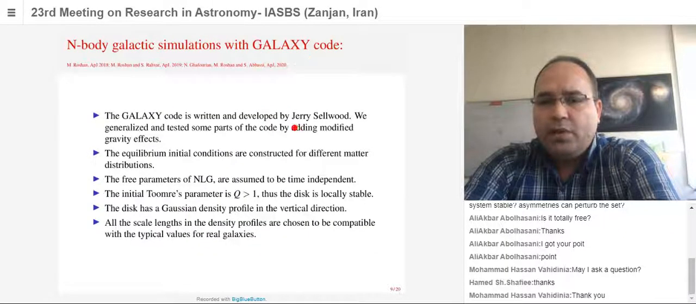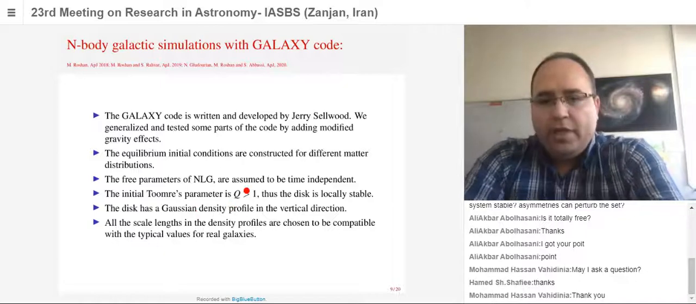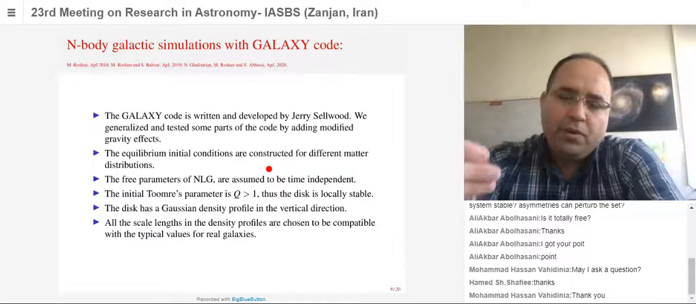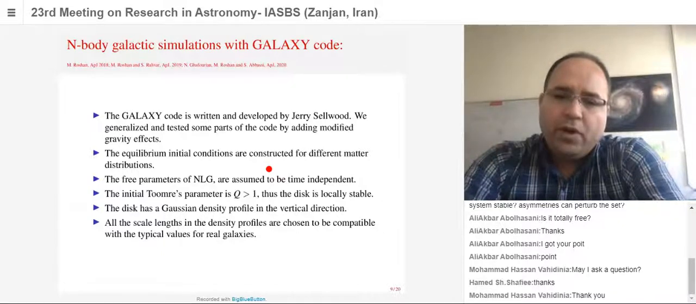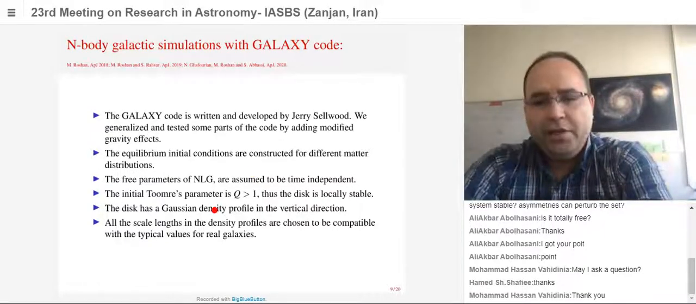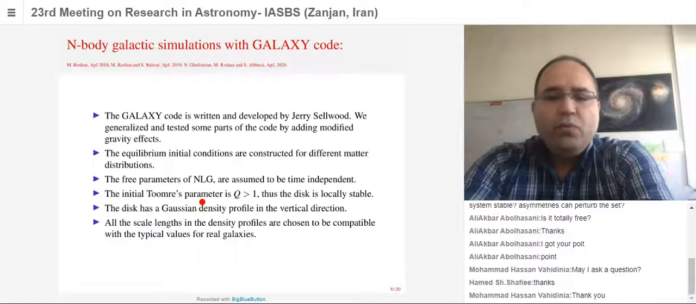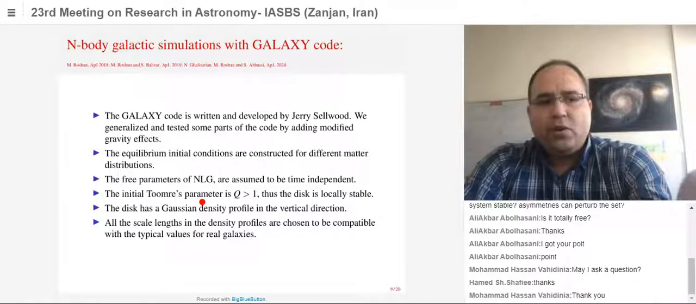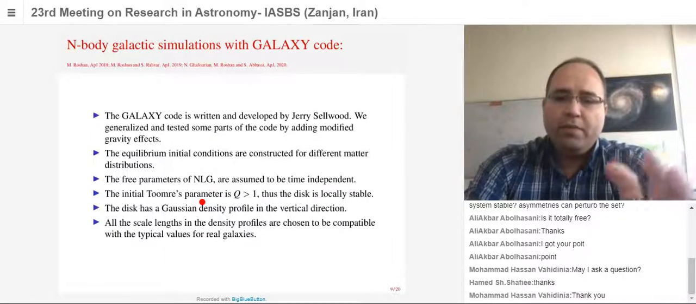This code has been written by Jerry Sellwood, and it's a sophisticated code, and it includes every mass component for disks and halo. We have changed the kernels, and we have added the Yukawa corrections which appear in modified gravity models. And we have tested everything to make sure of convergence, energy conservation and other things. Then we make some initial numeric galaxies, for example, we construct a model in modified gravity and another one in the dark matter model.